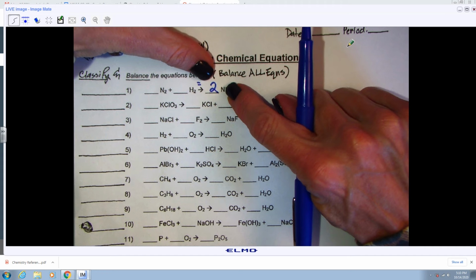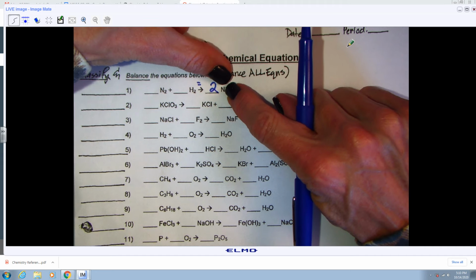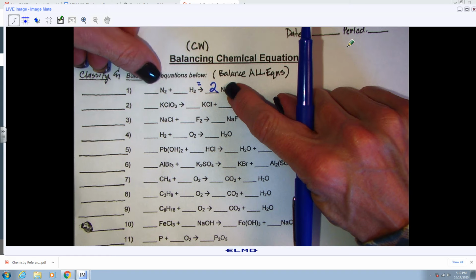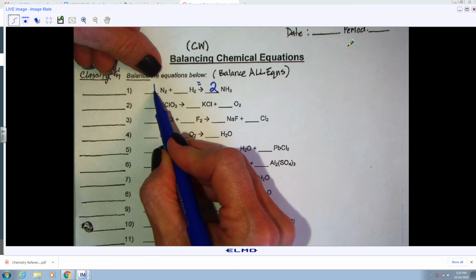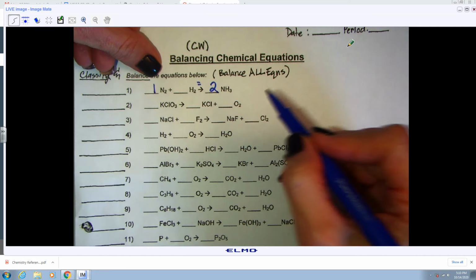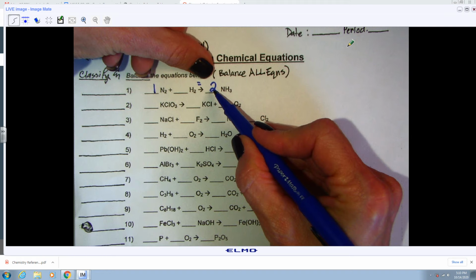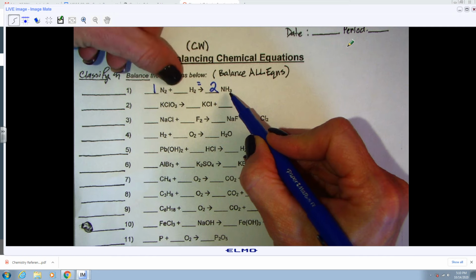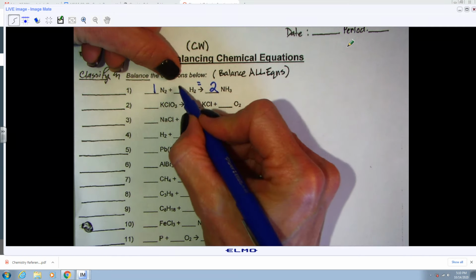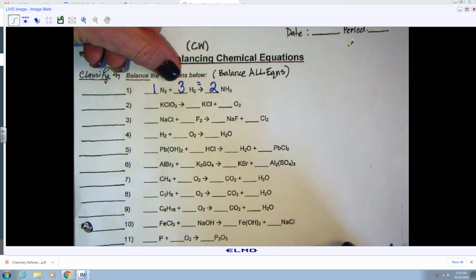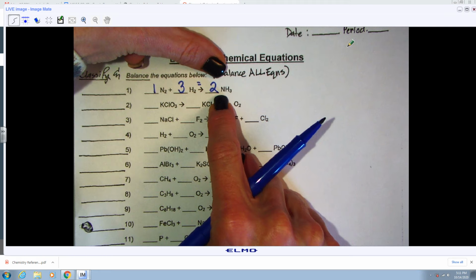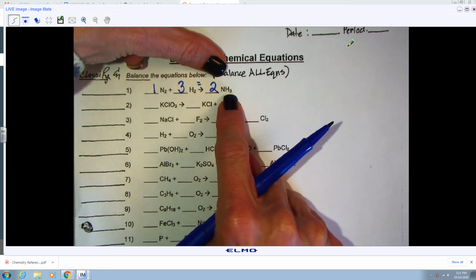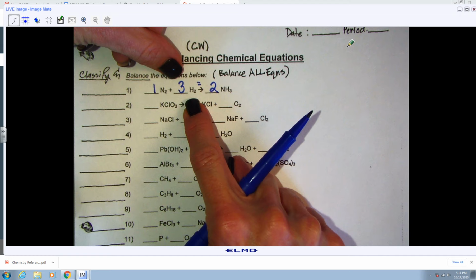So notice I have 2 times the subscript 1 gives me 2 nitrogens on this side. So you're going to look on here and you're going to see that you already have 2 nitrogens on this side because this is an understood 1 coefficient. Now let's look at our hydrogens. On this side, you multiply 2 times 3 gives you 6 hydrogens on this side. So to get 6 hydrogens here, we're going to multiply 3 times 2 is 6. So you have 2 nitrogens on this side, 2 nitrogens on this side. 2 times 3 is 6 hydrogens on this side, and 3 times 2 is 6 hydrogens on this side.